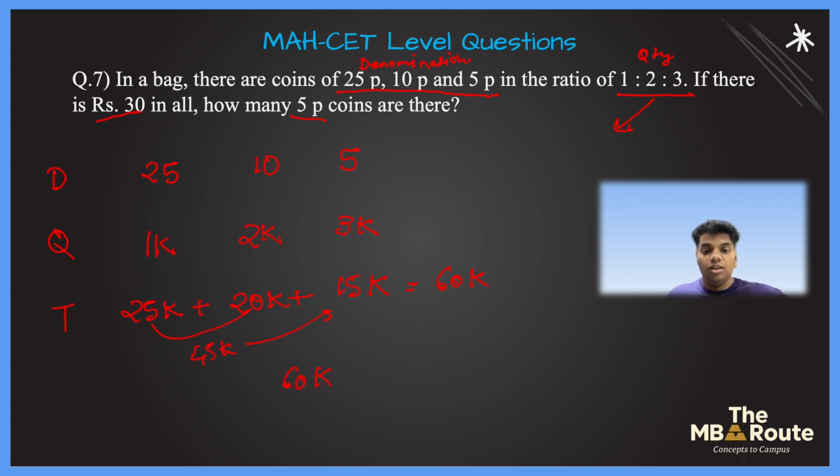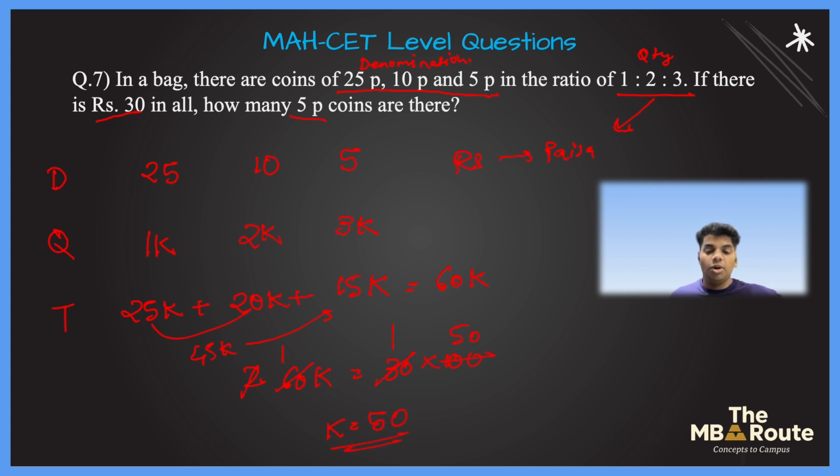Remember that the values given are in paisa, so we have to convert rupees to paisa. Okay, and rupees to paisa, how is it converted? Just multiply it by 100. So total would be 30 into 100. Okay, 30 into 100. So let's simplify this. This would be 60K equals 3000, so K's value is 50.